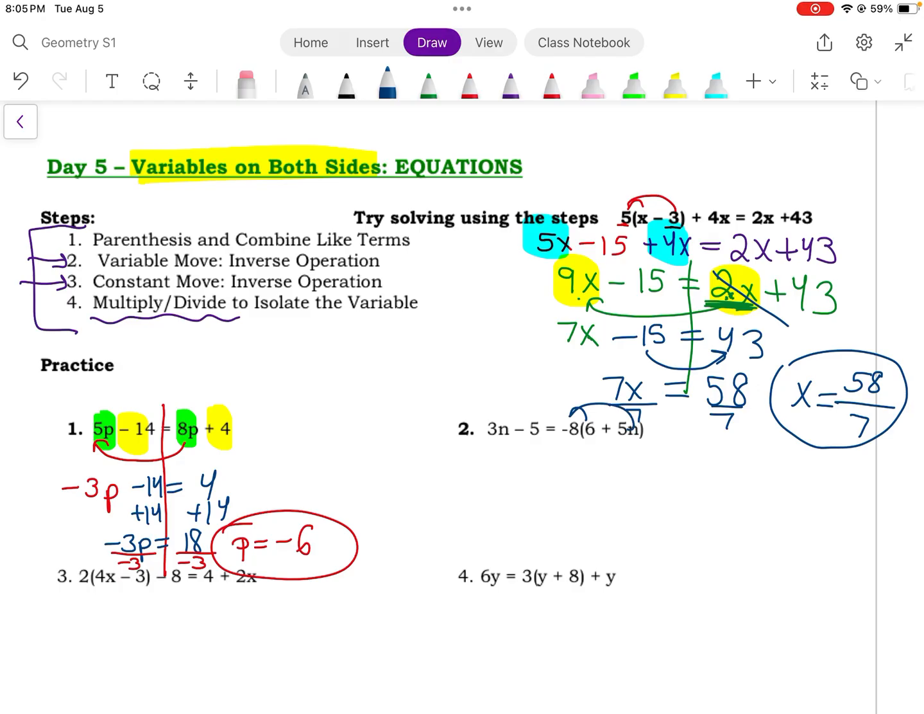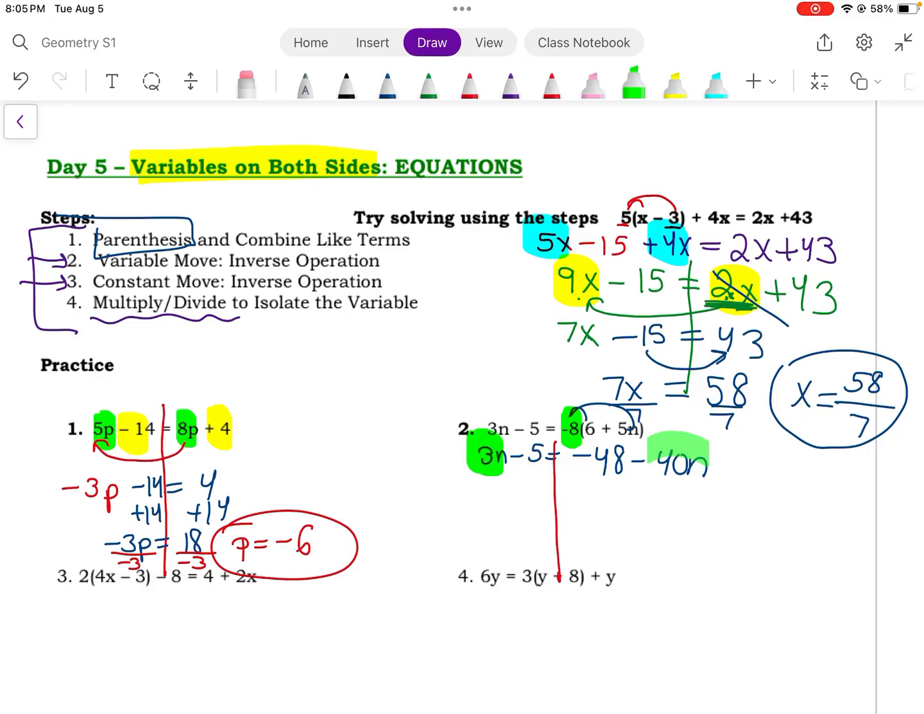Okay, number 2, what do I have? Ooh, I have parentheses, so I need to clean up that side before I move anything to the other side. So negative 48 minus 40n. Again, make sure to bring that negativity along with you when you are multiplying it to both of them when you're solving.